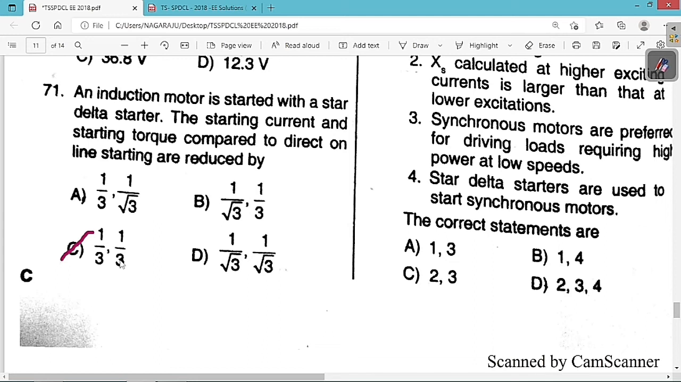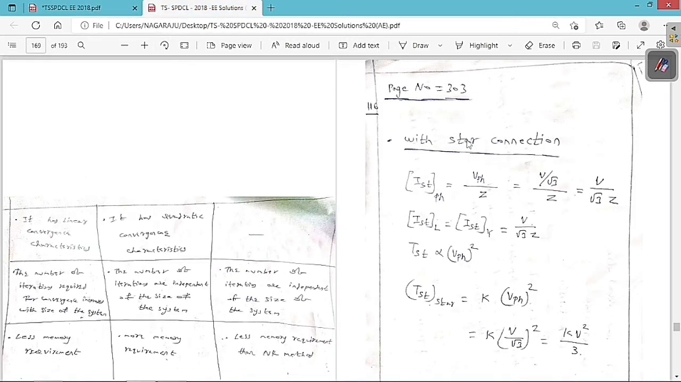So star delta means initially we are going to go for the star and then we are going to go for the delta. The starting torque is always directly proportional to phase voltage whole square, and for the starting current we are going to compare the line currents. So now we'll discuss the exact solution of this question. Initially I am going to connect the stator winding in a star connection. In a star connection each phase will have a certain impedance. Let me assume the impedance of one phase winding is Z.